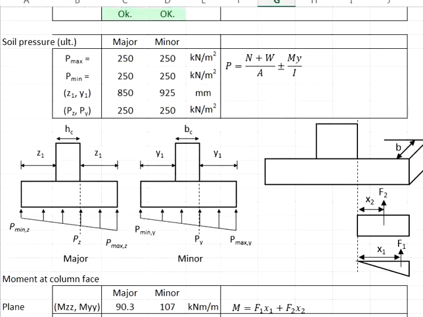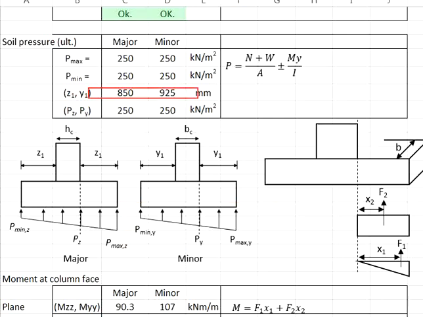As in this case, the pad footing is only subjected to the axial load. Therefore, don't get confused by this sketch here. The bearing pressure will be the same throughout, which means that this is equals to 250, this one equals to 250, and also this one equals to 250. Same applies to the minor axis.